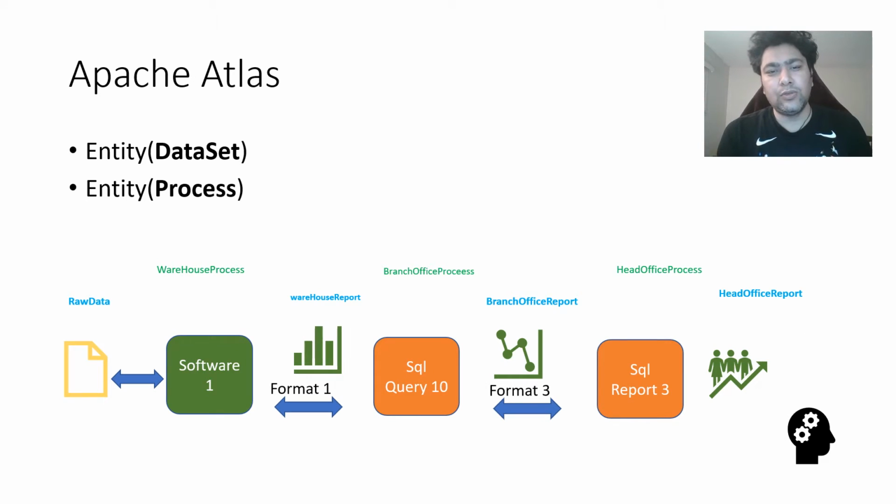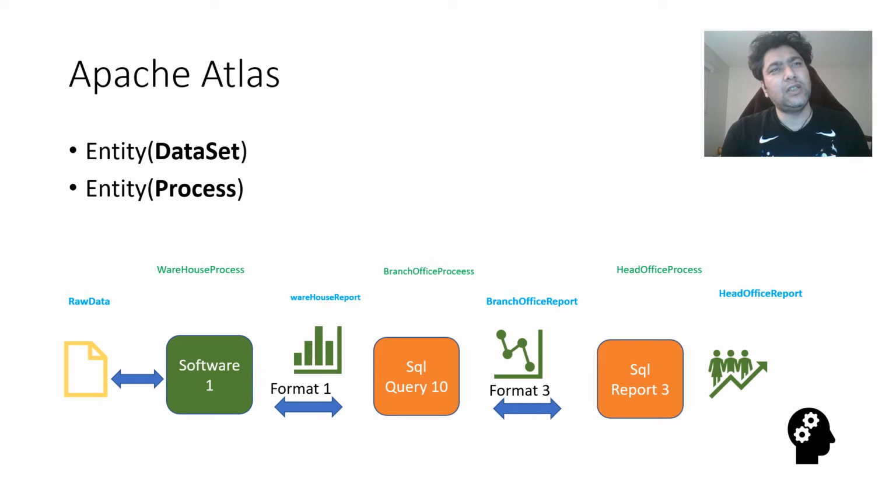Now coming to how we will implement this in Apache Atlas. By default, Apache Atlas supports two types. They are dataset and process. They become very critical for this. You can have many ways, but I'm taking the default types as of now. Taking the example of one of the pipelines: this is the pipeline where raw data is produced, then it goes into software one, generating a report in format one, which goes into the next part, SQL 10, another query, then creates an output of type format 3, then going into one more report and then producing this.